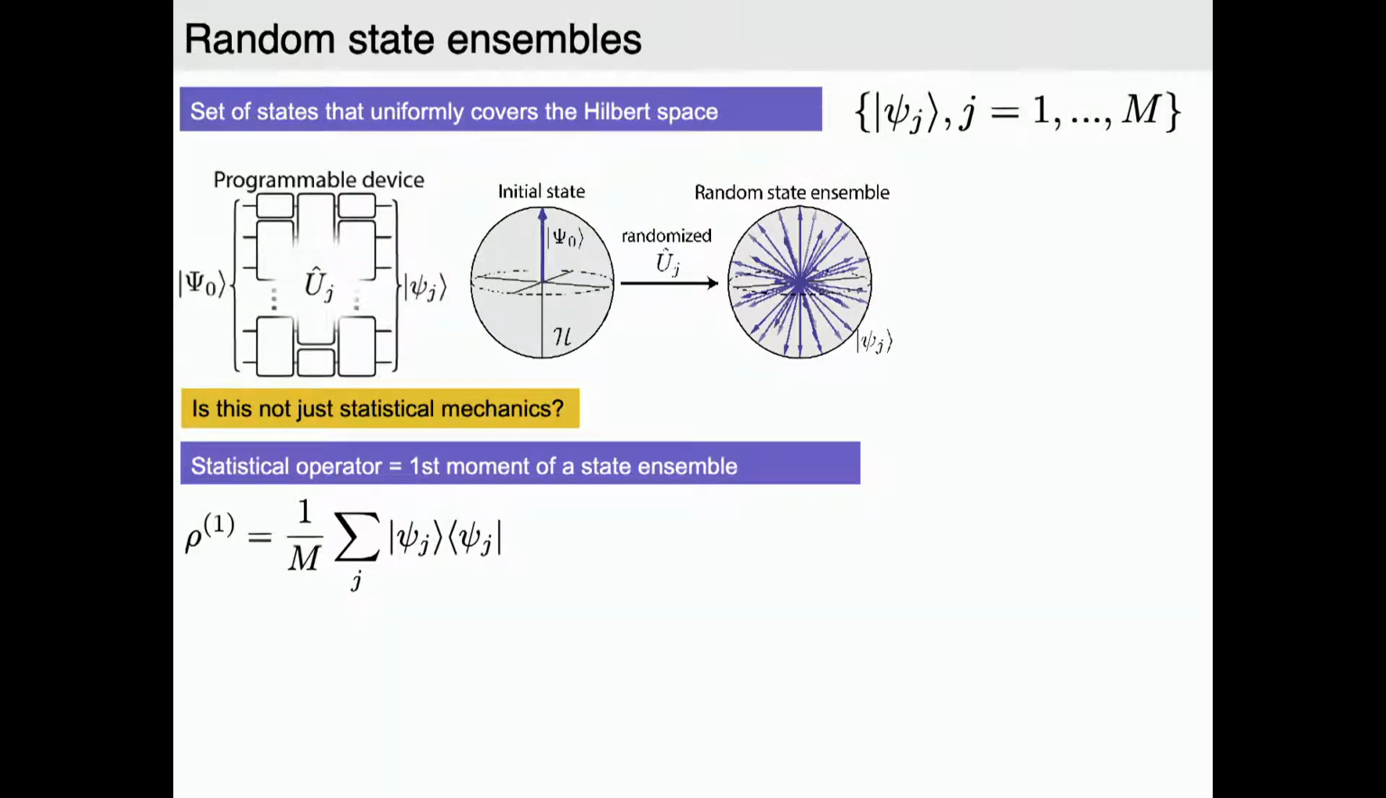Then geometrically, for a single qubit, it would mean that you just average all of the state vectors and you should end up in the center of the Bloch sphere. It should be basically the identity operator, the maximally mixed state. Okay? Now you can think of measurements.